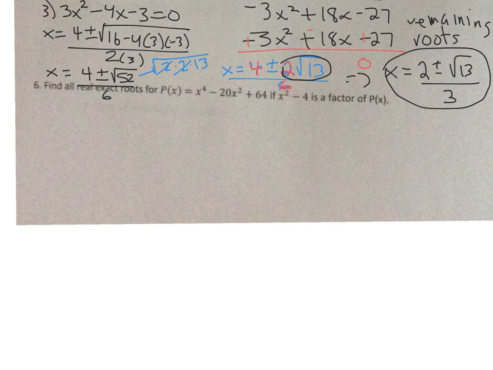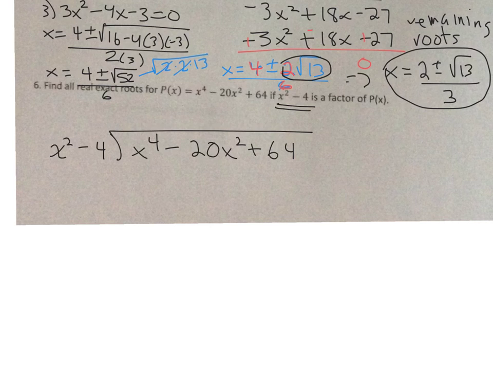Okay, so last one. So you're given a factor. I didn't give you the root, I've already given you a factor, so I'm saving you a step. And you just divide x squared minus 4 into x to the 4th minus 20x squared plus 64. There's some terms missing, so be careful.